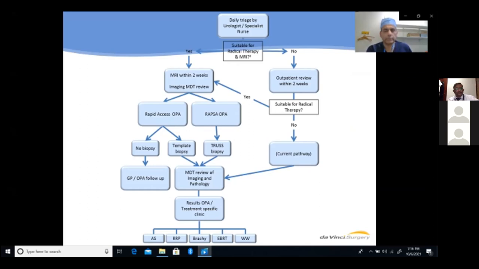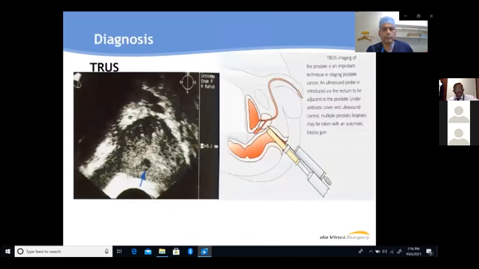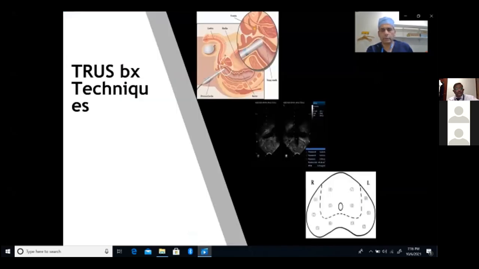And then the biopsies are reviewed in our multidisciplinary team meeting, and we recommend what is best according to their age, Gleason grade, comorbidities, whether they're suitable for surgery, robotic surgery, or brachytherapy, or external beam radiotherapy, or just active surveillance or watchful waiting. So this slide is regarding TRUS biopsies, which we don't perform anymore due to the risks of infection and less yield. So yeah, I'll skip that.